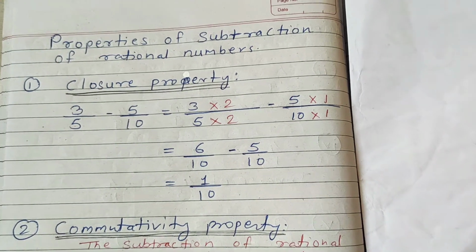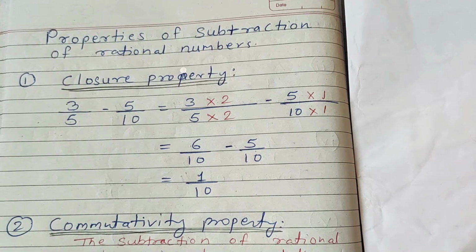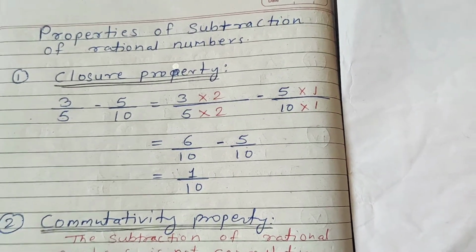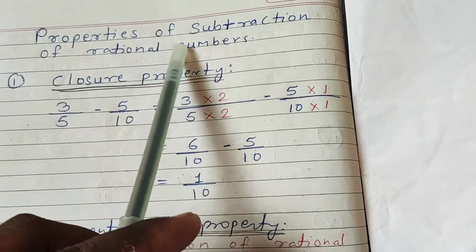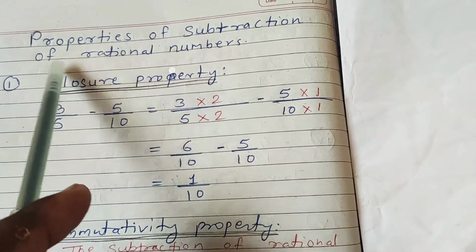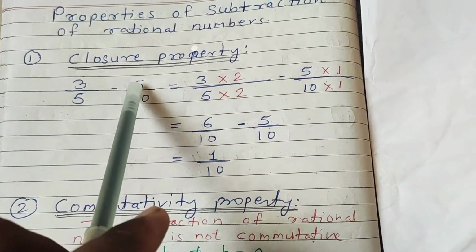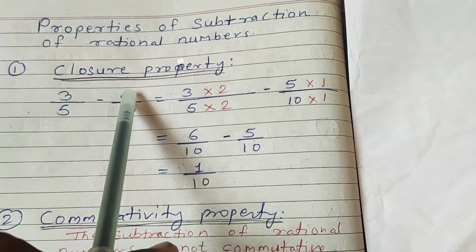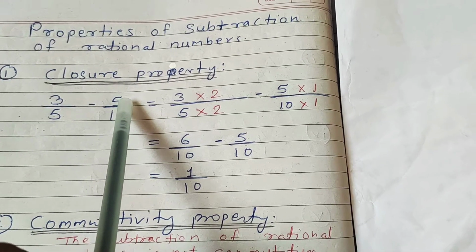Dear students, in the previous videos we have learned about the addition of the rational numbers and their properties of the addition. Today we are going to learn about the subtraction and properties of the subtraction of rational numbers. The first property is the closure property. It states that subtraction of any two rational numbers is always a rational number.